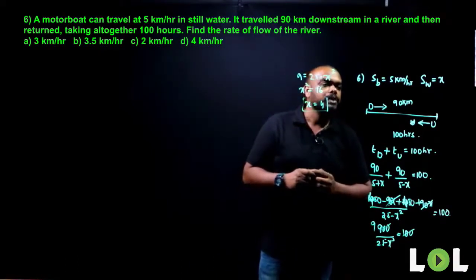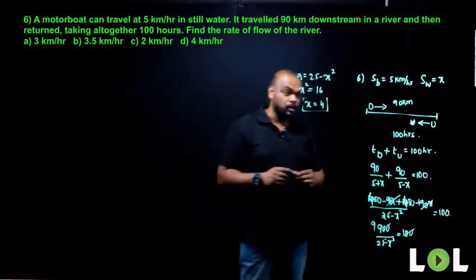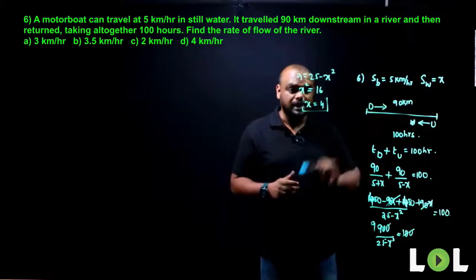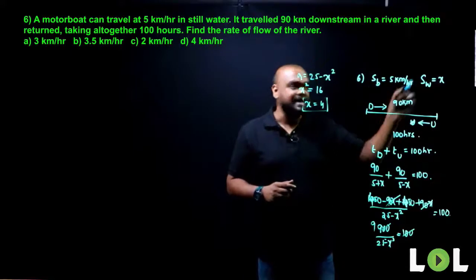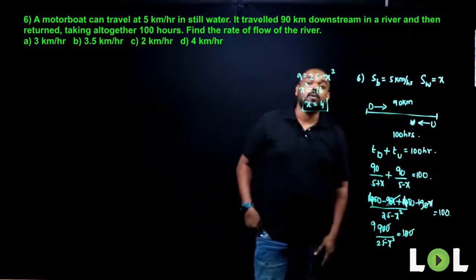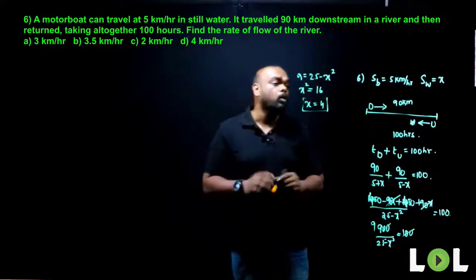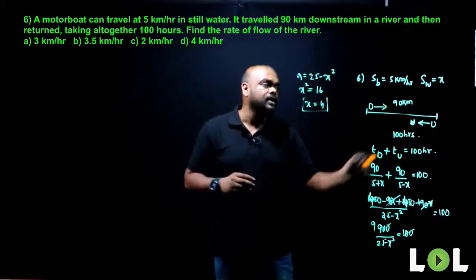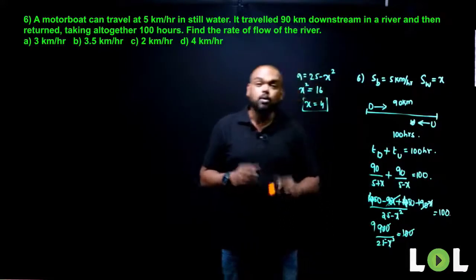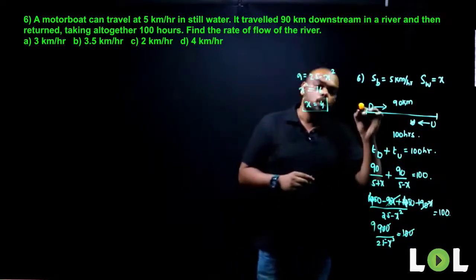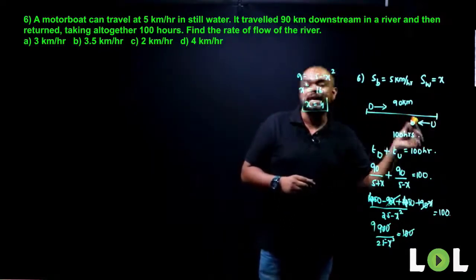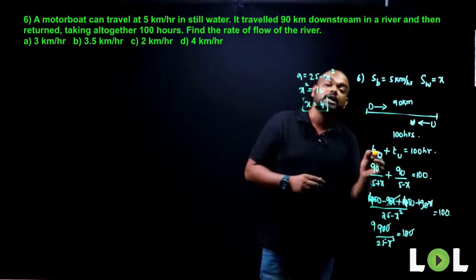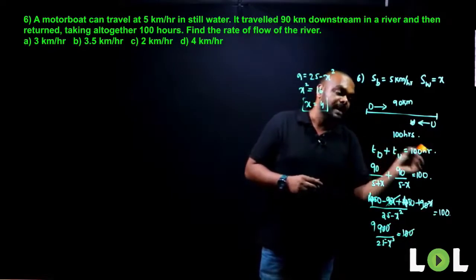I'm sorry, that was my bad. I'm repeating this one more time. Listen. Speed of the boat is given as 5 km per hour. Speed of the water is what he is asking. Let me consider it as x. A boat goes 90 km downstream and comes back. Altogether it will take 100 hours. One side it is going downstream, obviously the other side is upstream. So time taken during downstream plus time taken during upstream is 100 hours.